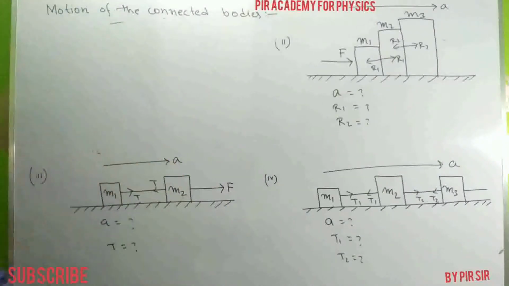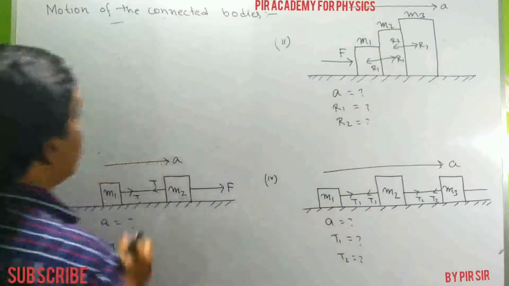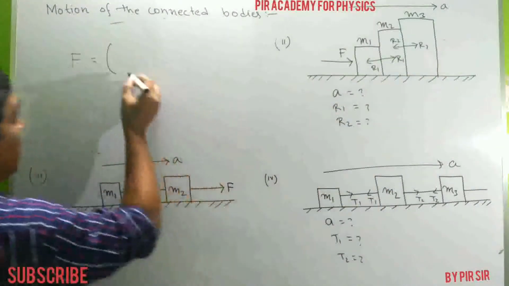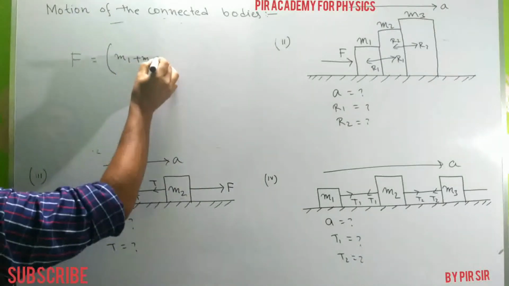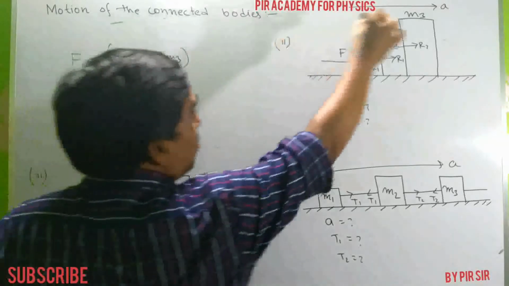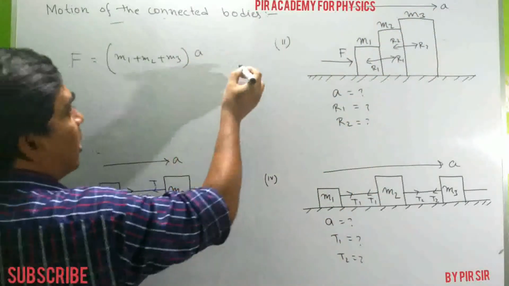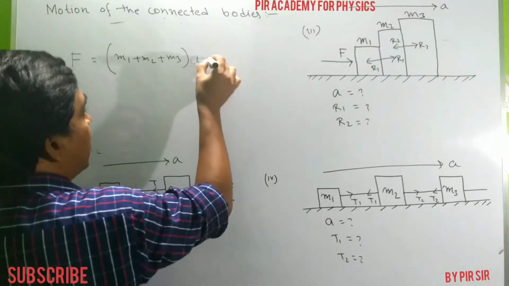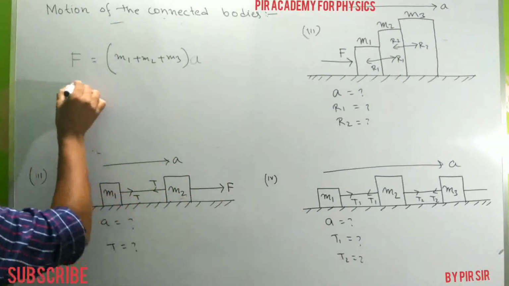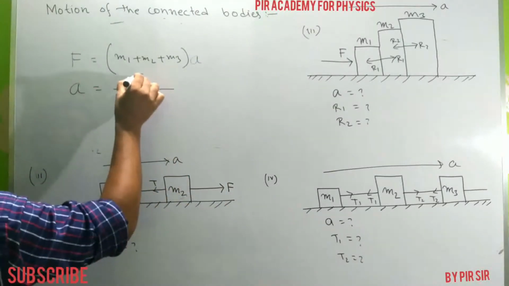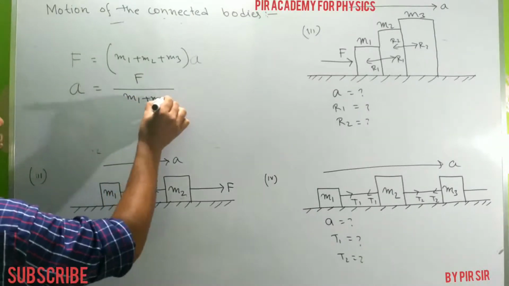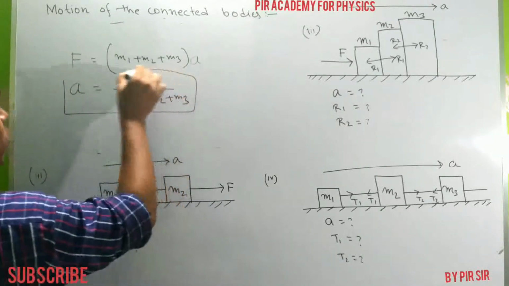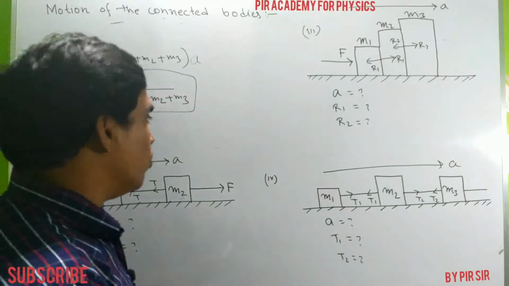Here the total force is F on the system. That's why you can get total force equals total mass, M1, M2 and M3. That means M1 plus M2 plus M3. And here the acceleration of the system is A. That means A equals F divided by M1 plus M2 plus M3. This is the acceleration of the system, equation number 1.